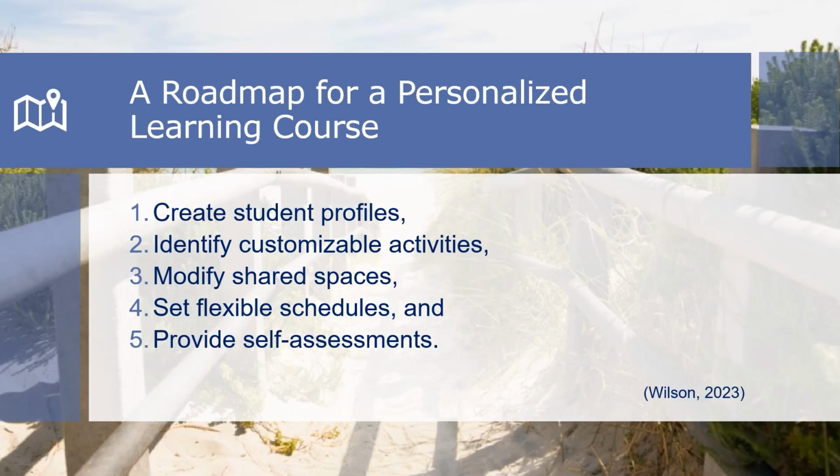To convert a traditional course to a personalized learning course, consider doing the following 5 things. Create student profiles, identify customizable activities, modify shared spaces, set flexible schedules, and provide self-assessments.